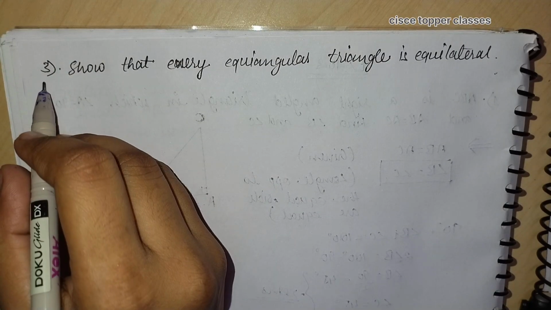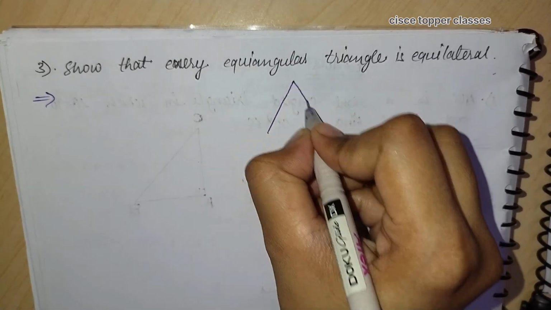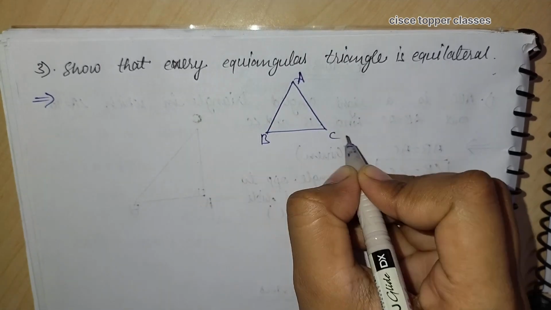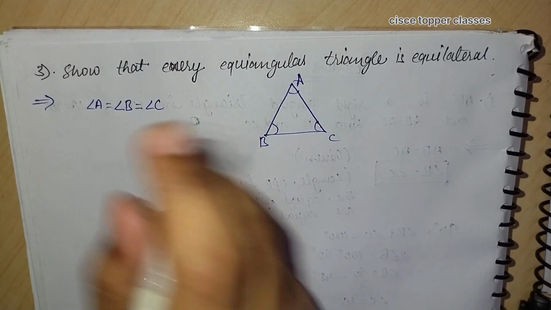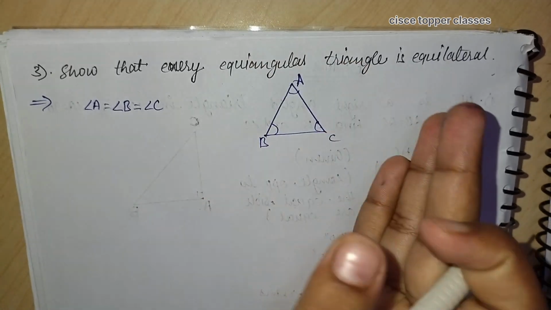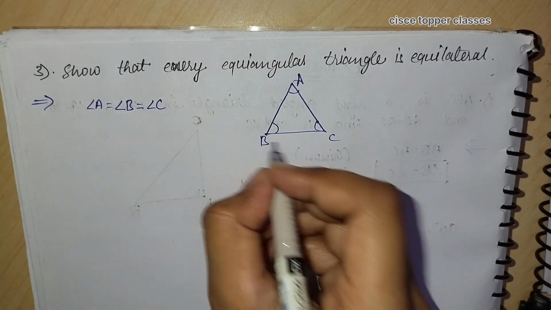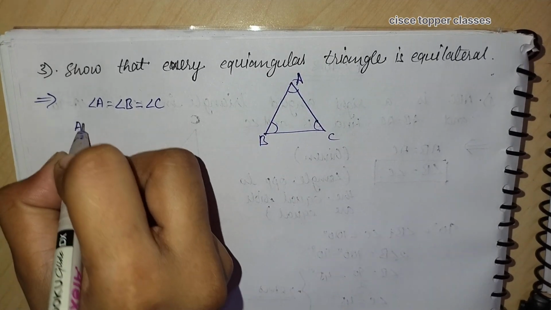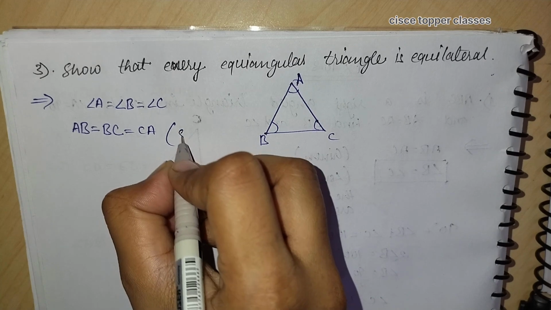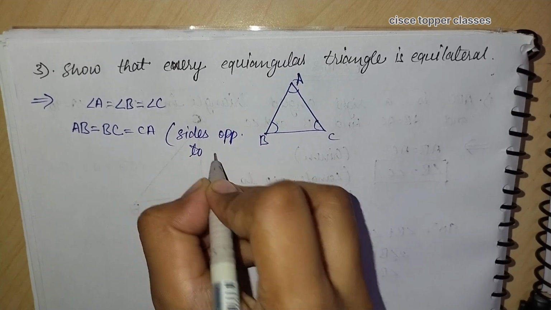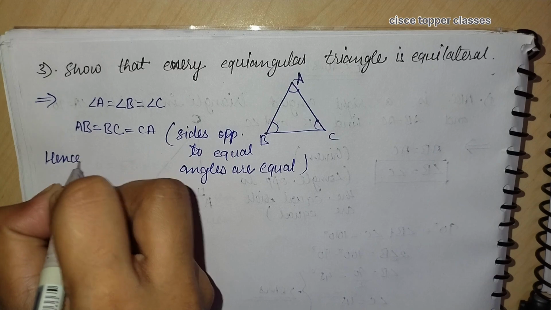Let us solve the third question, which is: show that every equiangular triangle is equilateral. So let us take a triangle ABC and put all the angles as equal, which means angle A equal to angle B equal to angle C. The given information is that the sides opposite to equal angles are the same, which means BC is equal to AC. So we can write AB equal to BC equal to CA from the information that sides opposite to equal angles are equal. From here we can prove this, and hence proved.